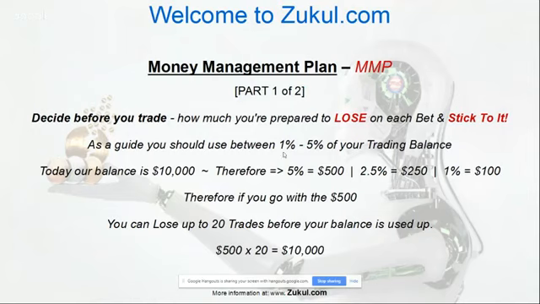Now, we should be trading, as a guide, between 1 and 5%. If we had a trading balance of $10,000 and we were going with 5%, we would be trading with $500 each time. If we went with 1%, it would be $100 each time.